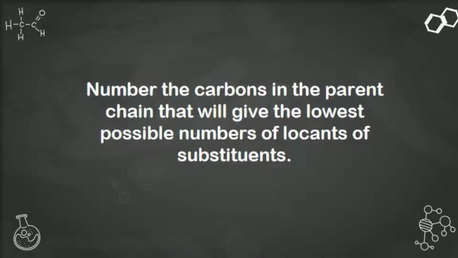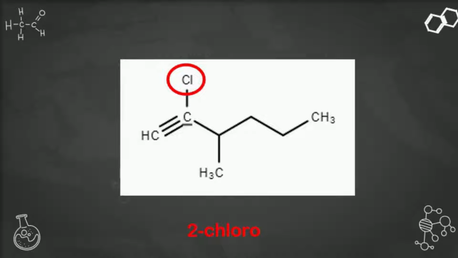Next, number the carbons in the parent chain so that it gives the lowest possible numbers of locants for the substituents. A while ago, we already numbered it according to the lowest possible locant of the triple bond, so we will follow the direction of it. So from the left, we have 1, 2, 3, 4, 5, 6. Chloro is located at the second carbon, so the locant will be 2. So the substituent and locant will be 2-chloro. While methyl is located at the third carbon because 1, 2, 3, so the locant will be 3.